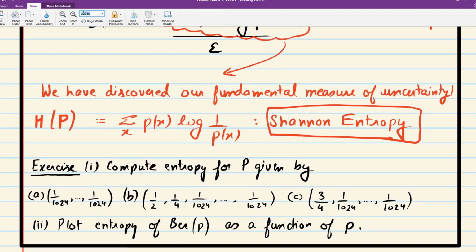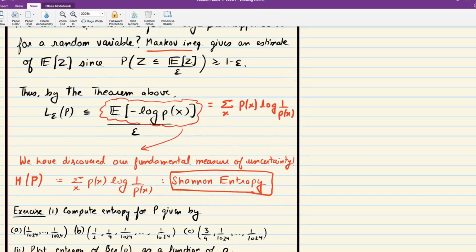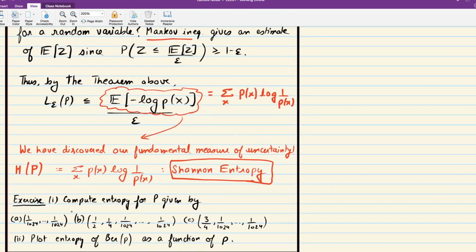Of course, we'll spend a lot of time reviewing properties of Shannon entropy, but here is a small warm-up exercise. You can do it yourself. You can pause the video here and try it yourself. I'll quickly solve it now. So this first exercise: compute the Shannon entropy of P. This distribution here is a uniform distribution on 1024 elements.